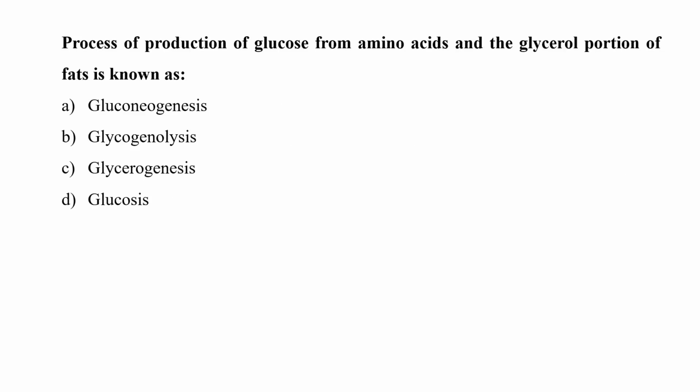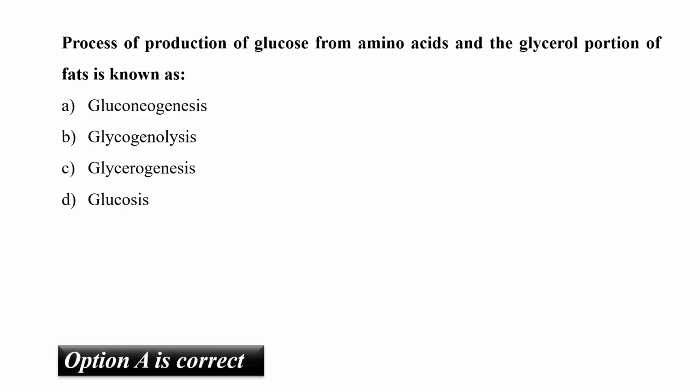The process of production of glucose from amino acids and the glycerol portion of fats is known as gluconeogenesis, glycogenolysis, glycerogenesis or glucosis. Gluconeogenesis is a metabolic pathway by which glucose is formed from non-carbohydrate sources like lactate, amino acids or glycerol. So option A is the correct answer.